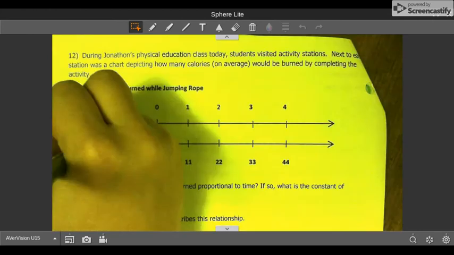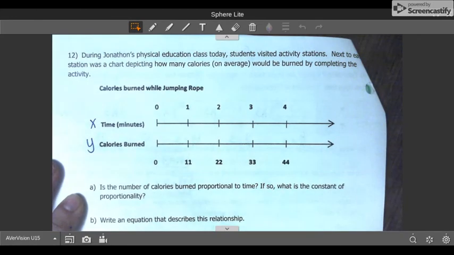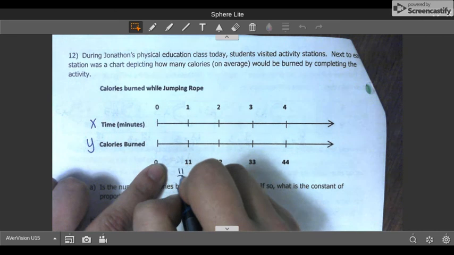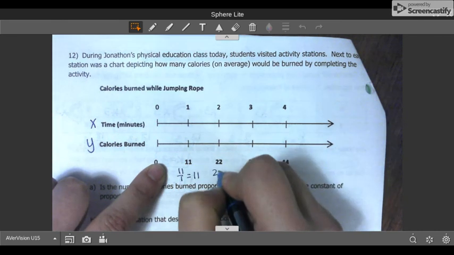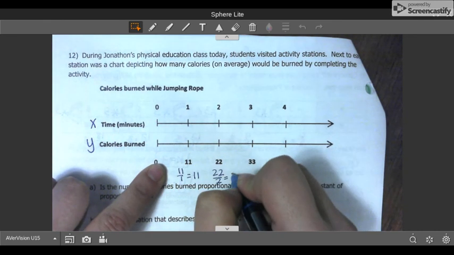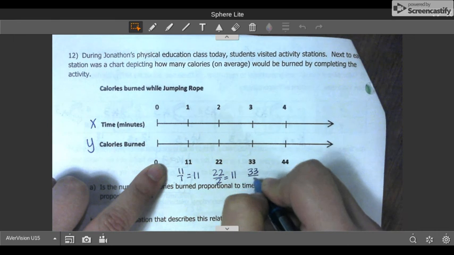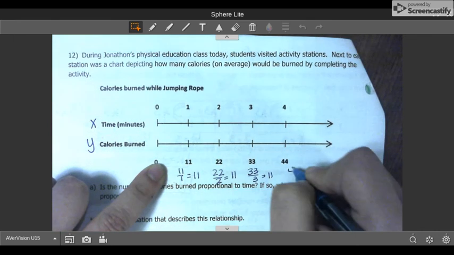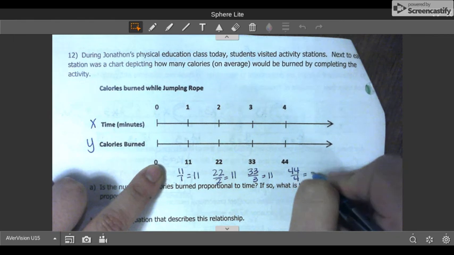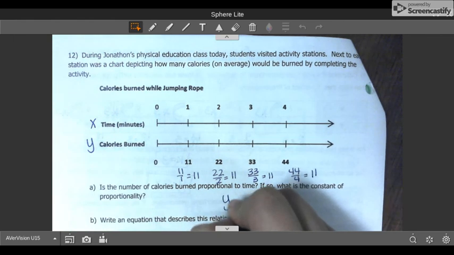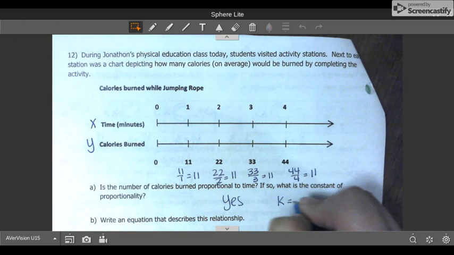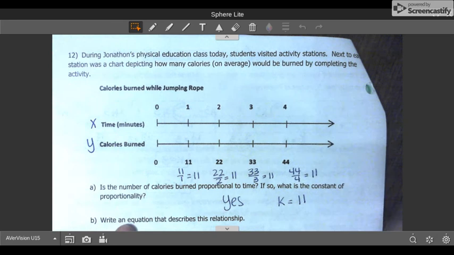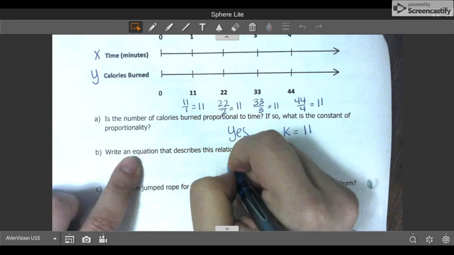Time is always X. So let's see. 11 divided by 1 is 11. 22 divided by 2 is 11. 33 divided by 3 is 11. 44 divided by 4 is 11. So is this proportional? Yes. The constant of proportionality is 11. An equation for this relationship is Y equals 11x.